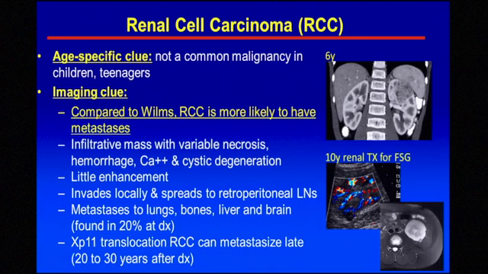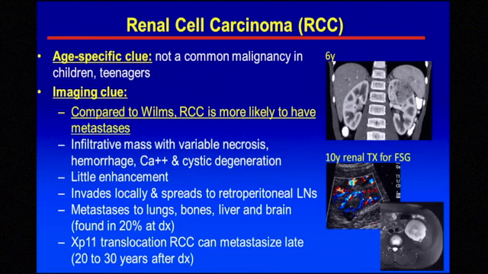Another example of renal cell carcinoma. This happens to be in an unfortunate 6-year-old here. And here's an example of a 10-year-old who'd had a renal transplant for FSGS, and they were having routine monitoring of the transplant. Here you can see a little exophytic nodule on ultrasound and on MRI, and that proved to be a renal cell carcinoma. So compared to Wilms tumor, RCC is more likely to have metastases.